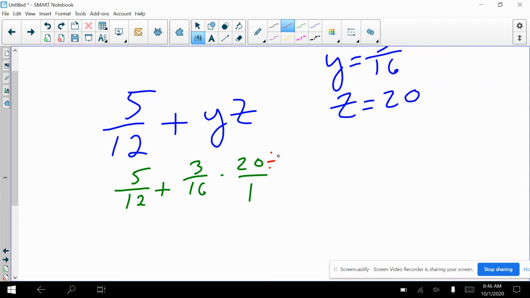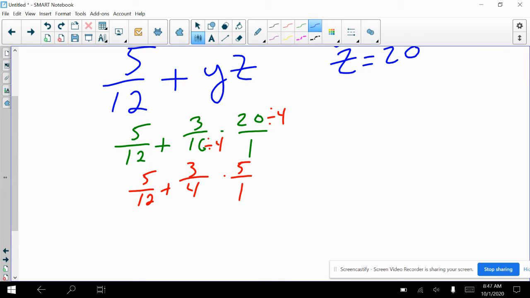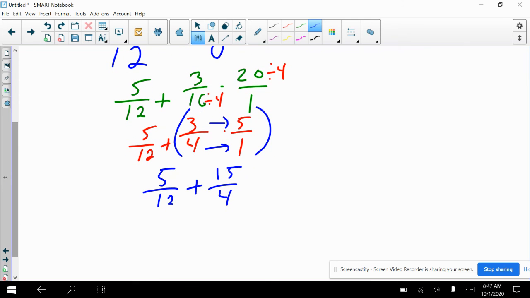4. So if I divide both by 4, I'm going to rewrite the problem. 16 divided by 4 is 4, times 20 divided by 4 is 5. That is correct. I still have multiplication. Can I reduce that any farther? No, I can't. Now I just multiply straight across. So I get 5/12 plus 15 fourths. Does it make sense so far?